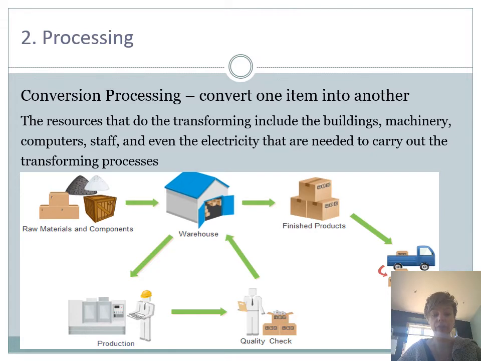Raw materials and components come into a warehouse, which sends it to production, at which place it is produced, and then it goes in for a quality check. Again, we saw this watching the video on hot dogs and on lipstick. Then it goes back to the warehouse often, comes out as a finished product, and then is shipped or distributed to a supplier or to a retailer.